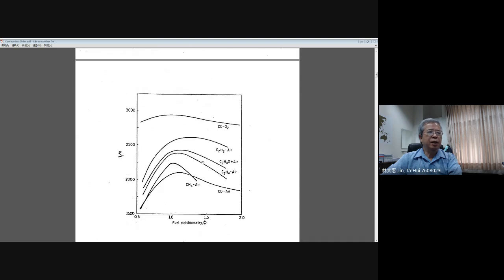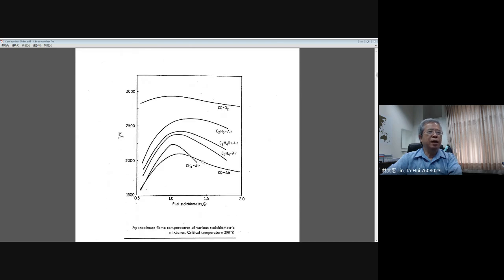And this is a typical plot I give you. If you change the fuel stoichiometry, here they tell you phi equal to 1 is the stoichiometric ratio, and on the right-hand side, if phi is larger than 1, that means you are under rich conditions. On the left-hand side, if the equivalence ratio is smaller than 1, then this is the lean condition.